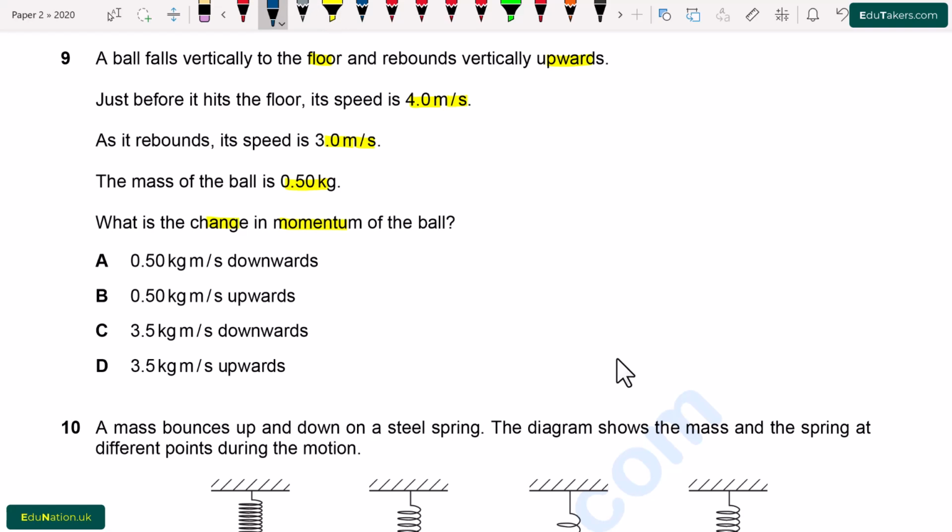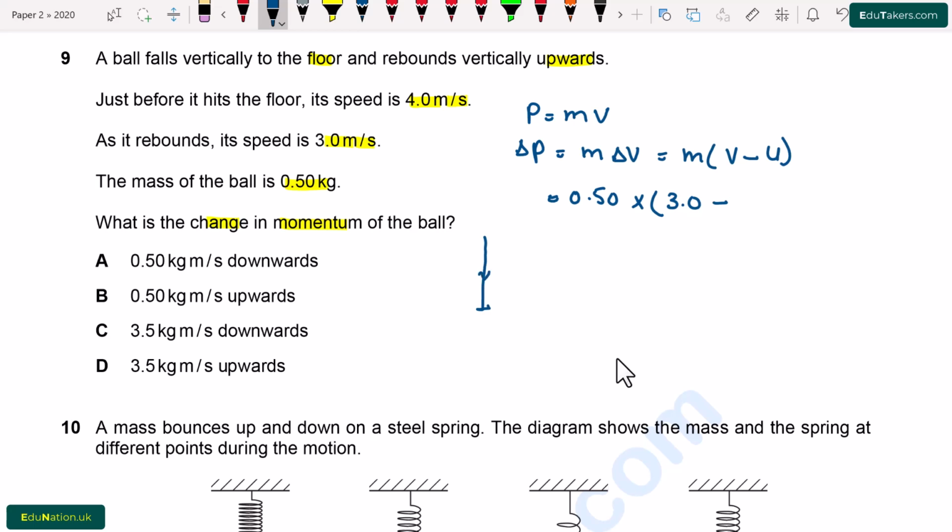First of all, momentum is the product of mass and speed. When we have to find out the change in momentum, it will be delta P, which is equal to m delta V. Here m, final speed minus initial speed. So mass is given, which is 0.50 multiplied by the value of V is 3.0 minus U is 4.0.